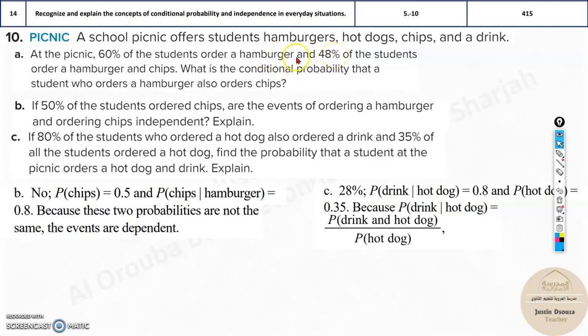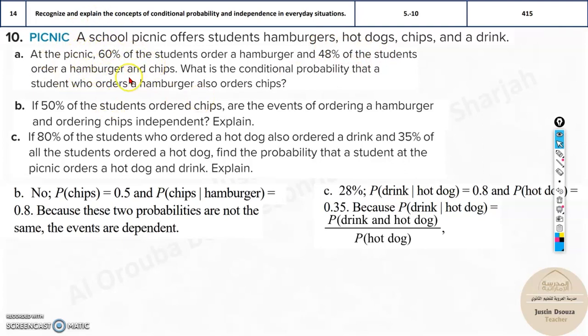They have told, they are all interrelated, because 60% ordered hamburgers and then hamburger and chips were ordered together as well. So there is a probability of 48% of them ordering both hamburger and chips. You can't tell they are independent, because there is dependency of both as well. This 48% means they have ordered hamburger and chips.